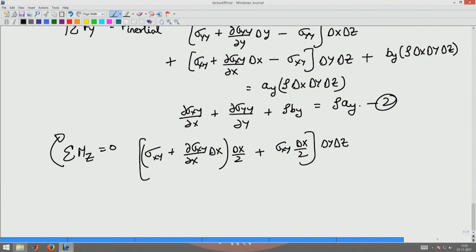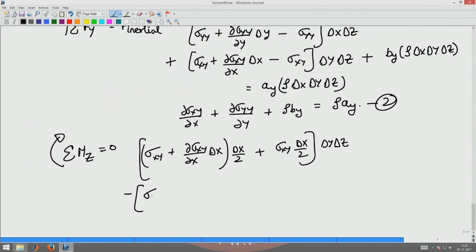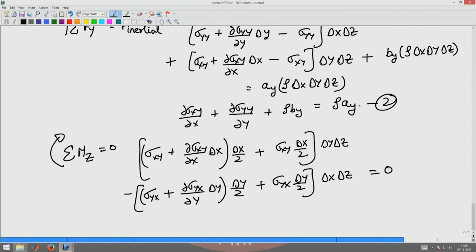Okay. This anticlockwise moment has to be balanced by the clockwise moment produced by sigma yx, produced by this shear stress in here. This produces a clockwise moment. So, that moment would be minus sigma yx plus dou sigma yx by dou y delta y into delta y by 2, plus sigma yx into delta y by 2, into the area in which it acts, which is delta x delta z, has to be equal to 0.